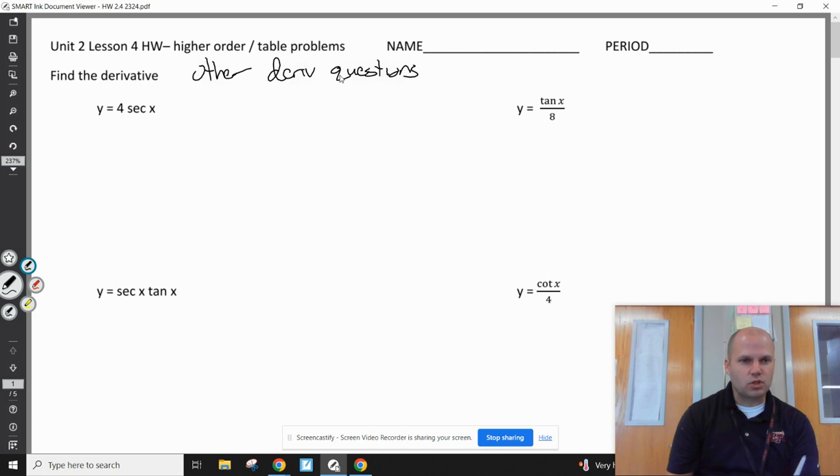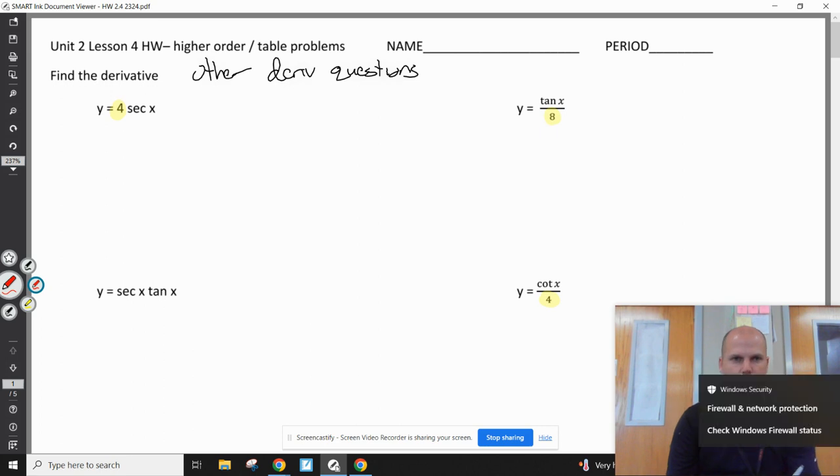Now, I'm going to get you started with just derivatives of these other trig functions, but paying special attention to what's going on here, okay? Doing this on purpose because we make a lot of mistakes when we deal with constants. Just because we see a constant times something, we don't use the product rule.